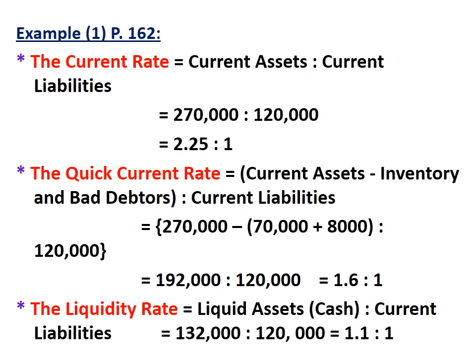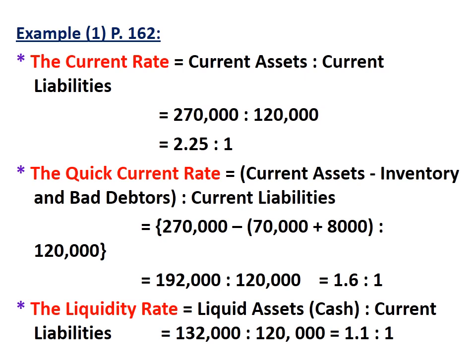So if we consider this example, the total of the current assets 270, the total of current liability 120. So current assets to current liabilities 270 to 120 gives 2/4 to 1. This rate is acceptable as if it is about 2. So 2 to 1 or 2/4 to 1 is accepted.